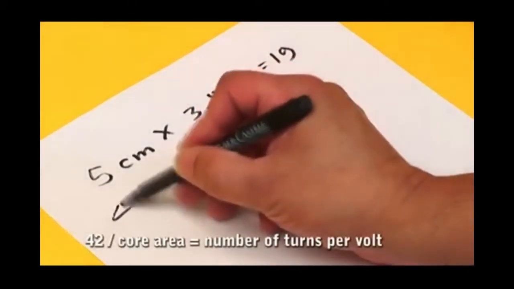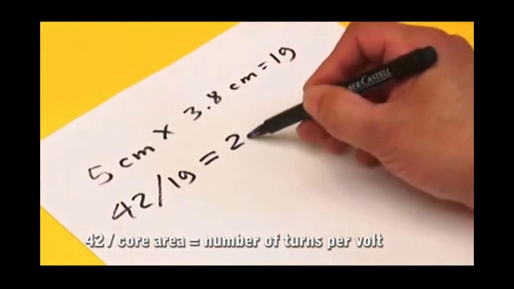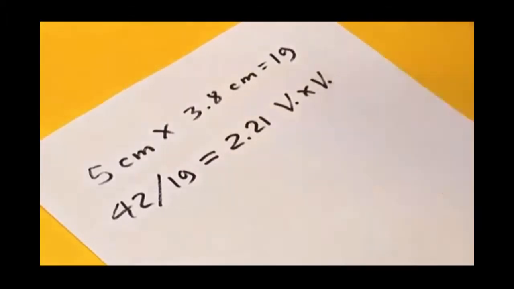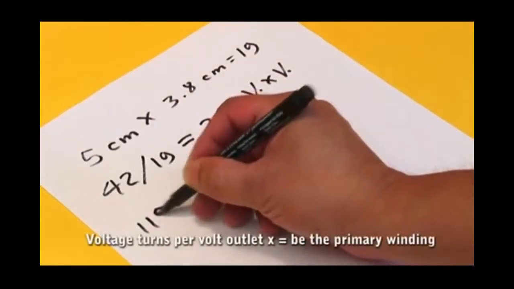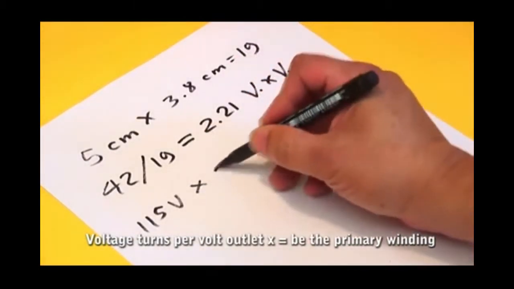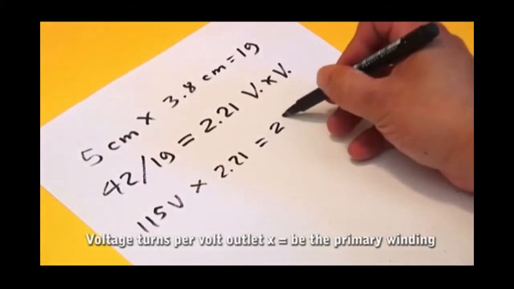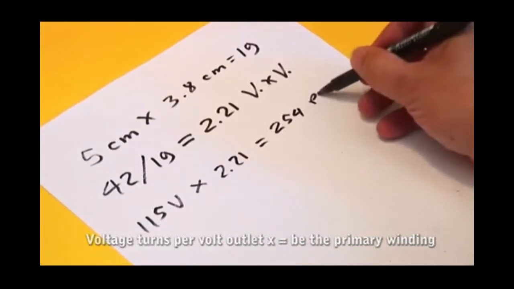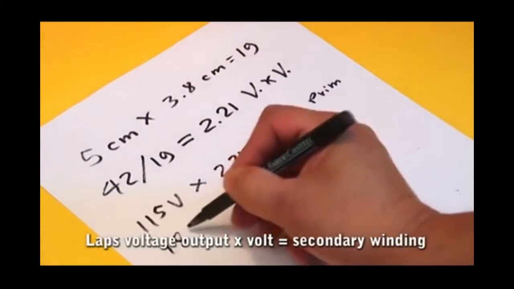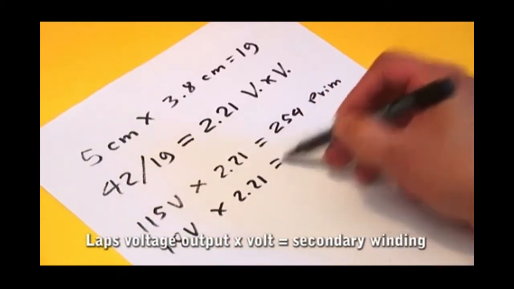We take the constant 42 and divide it by 19 for 2.21 turns per volt. As on the public grid of our country we have a voltage of 115 volts, we multiply it by the number of turns per volt. Now we know how many turns to give in the primary winding. For the secondary winding, in this case 18 volts, multiplied by the number of turns per volt, and 40 turns of wire it gives us.